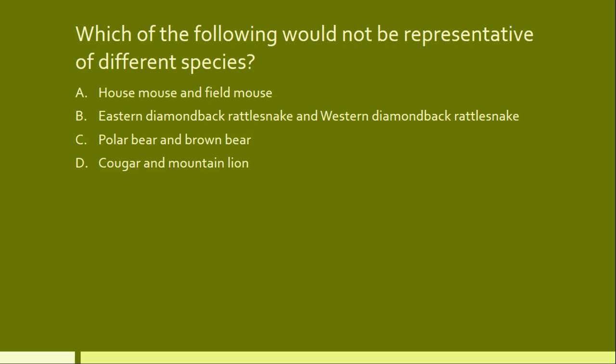So this also illustrates the problem that I was talking about in the classification notes about species names, right? House mice and field mice, those are different species. They are not the same. They have two different binomial nomenclatures, okay? Eastern diamondback rattlesnake, western diamondback rattlesnake, they are isolated from each other. They have genetic differences. They are different species. Polar bears and grizzly bears, they are different species. Now here's the catch though.